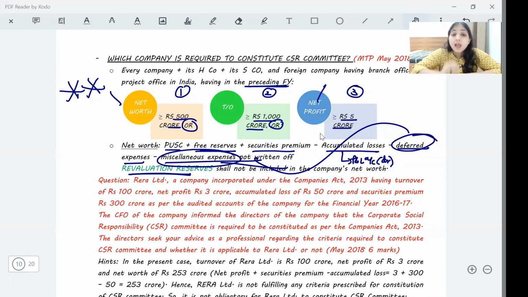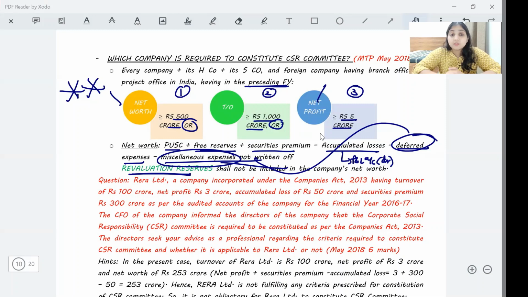Then we learned every company does not require a CSR committee, only those companies which in the preceding financial year had a net worth of at least 500 crores or a turnover of at least 1000 crores or a net profit of at least 5 crores. Only these companies are required to have a CSR committee. Only these companies are required to follow CSR provisions. Net worth at least 500 crores, turnover at least 1000 crores, net profit at least 5 crores.